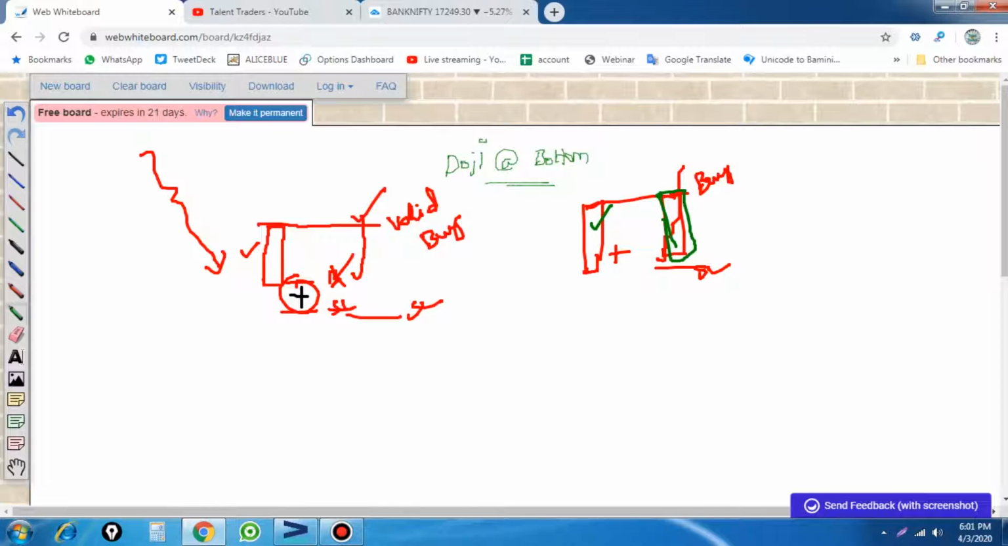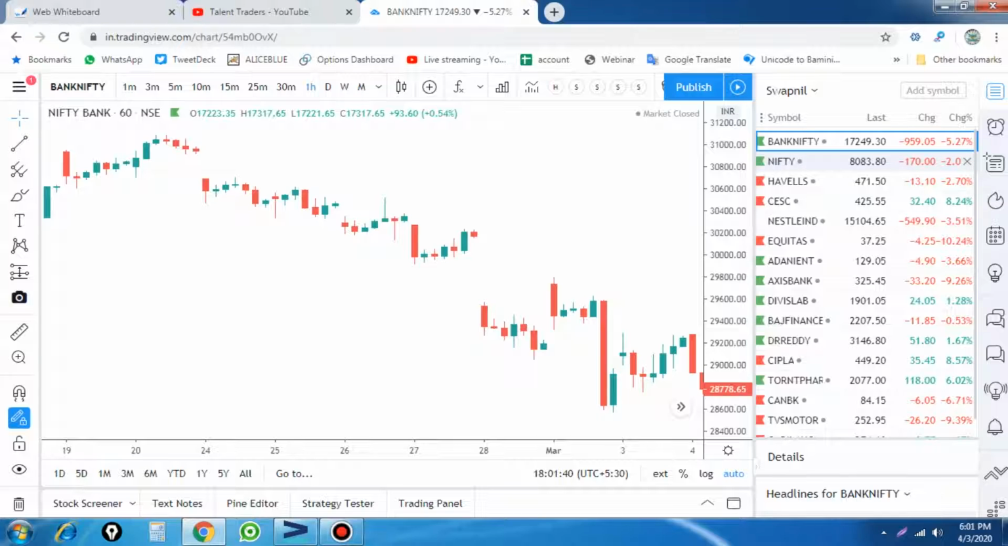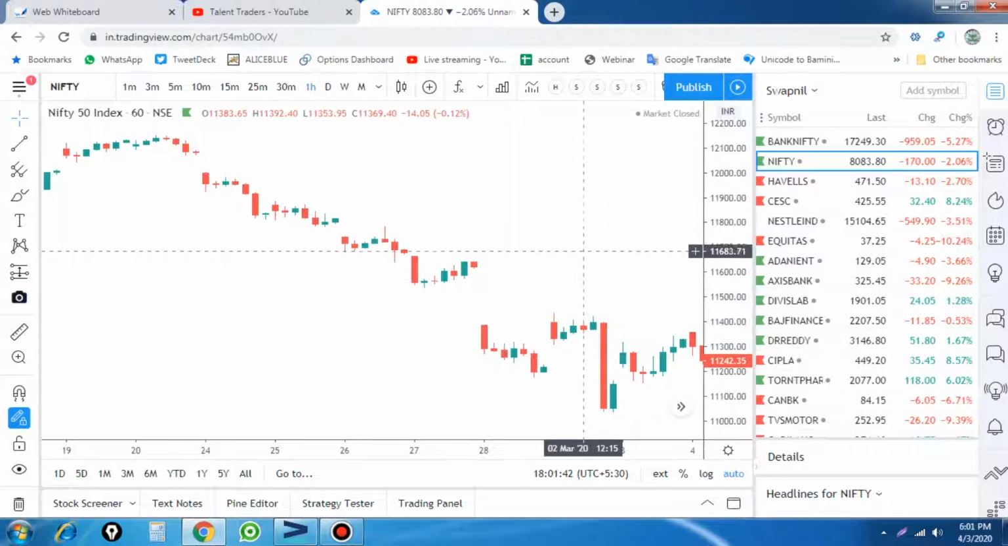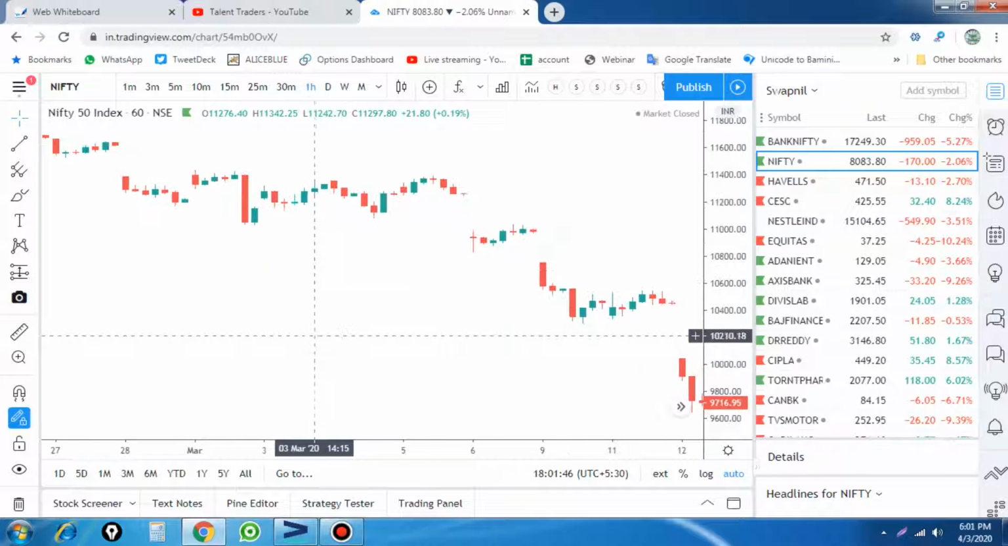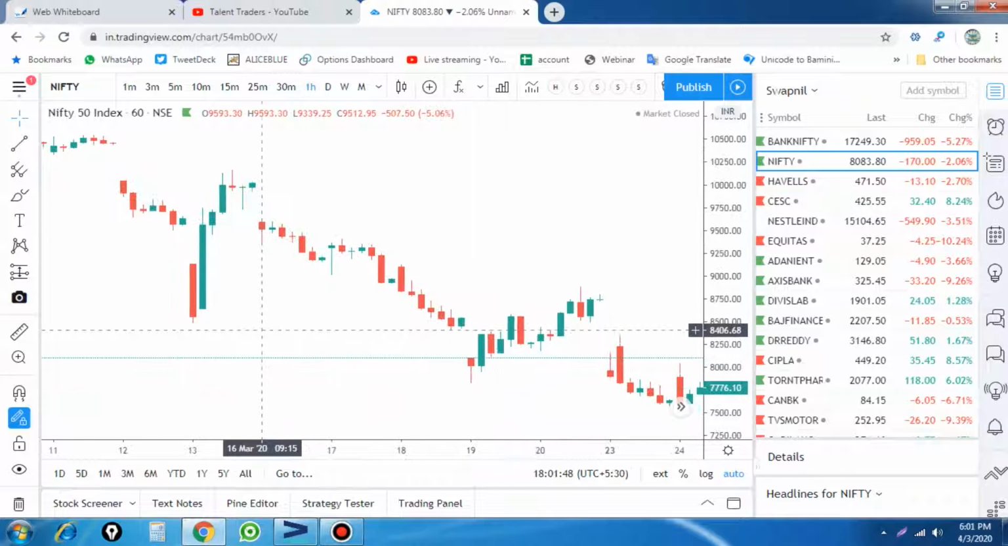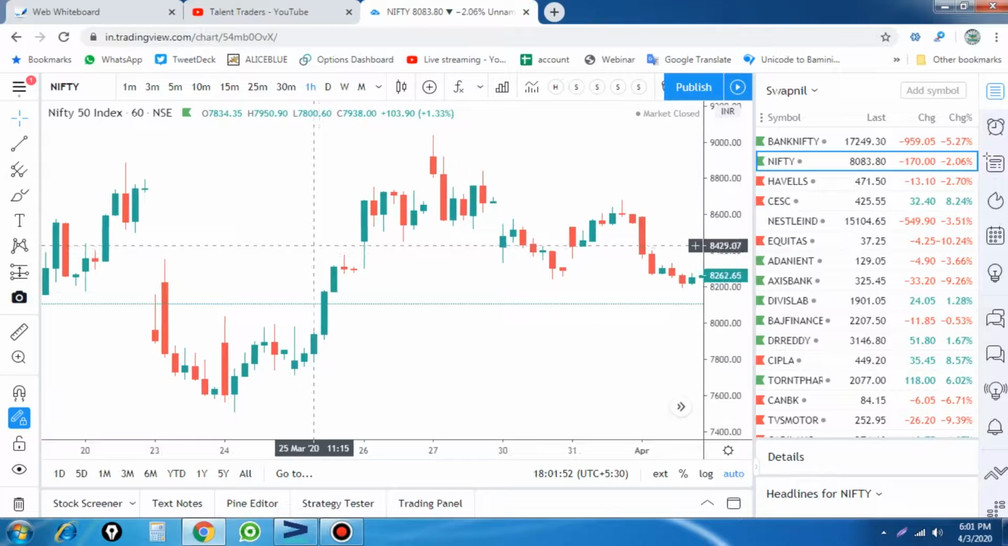So this is the pattern we have to take a trade on. Let's try to trade any stocks or anything which happens. For example, let's check Nifty. So doji forms at the bottom and tries to reverse the trend in the market. So this is another pattern which forms at a top. Doji forms at a top.